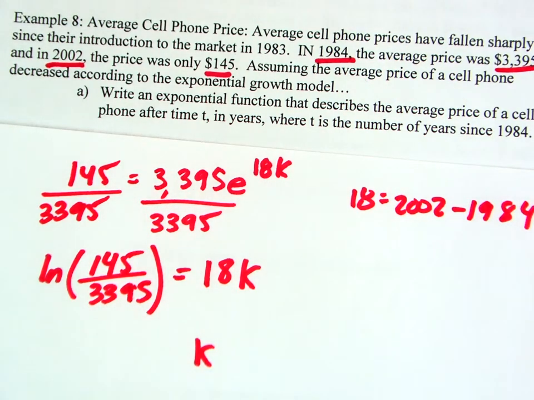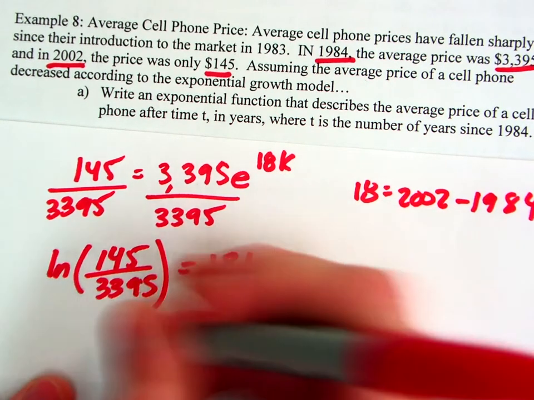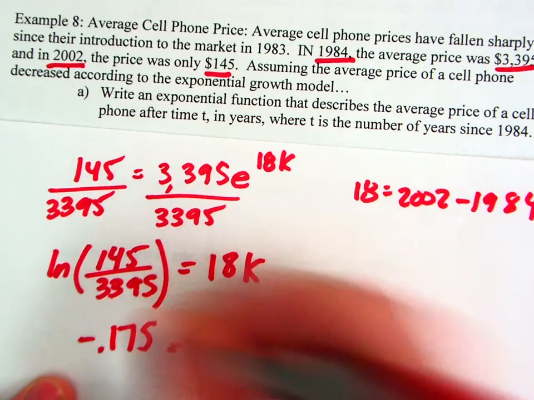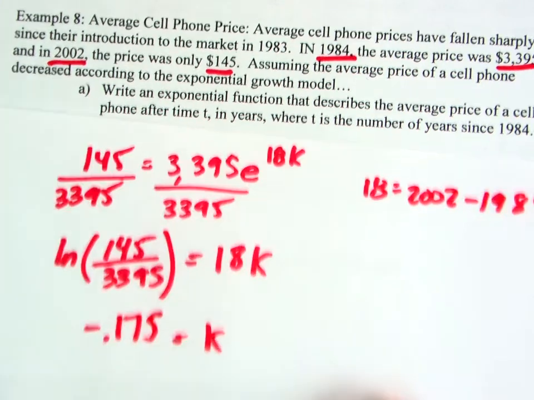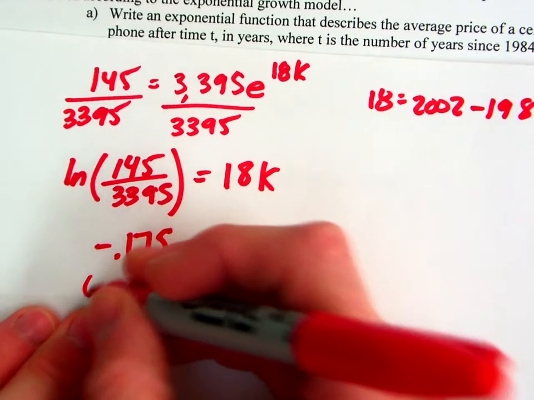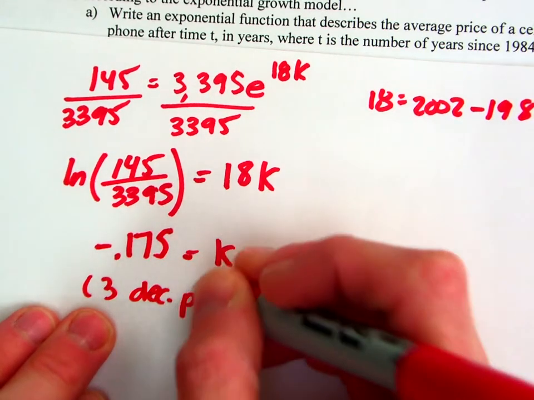Sorry for the delay. All right, natural log of 145 divided by 3395, and then you're going to divide by 18. You should get negative 0.175. So I would follow along and do that. Negative 0.175. It's always a good idea to round to 3 decimal places here, because you don't want to lose accuracy.